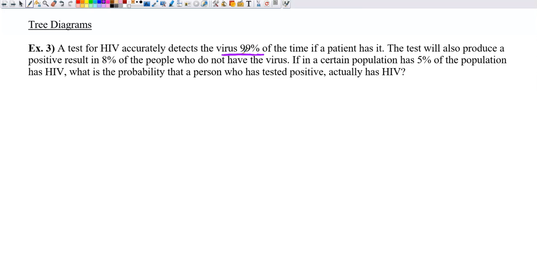I probably should say false negative. It said I don't have it, but that's wrong. The test will also produce a positive result 8% of the time for people who don't have the virus. That would be a false positive. I don't have it, and yet the test says, whoa, you got the HIV, which is kind of scary.